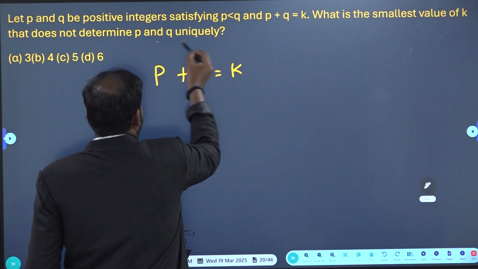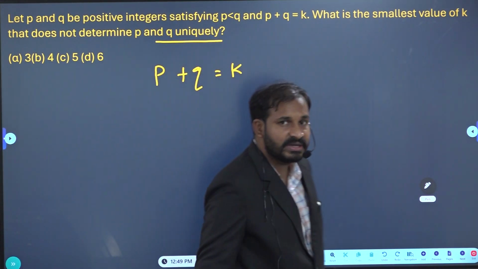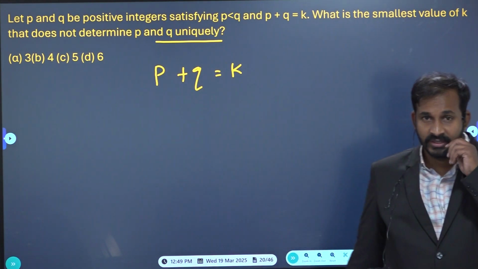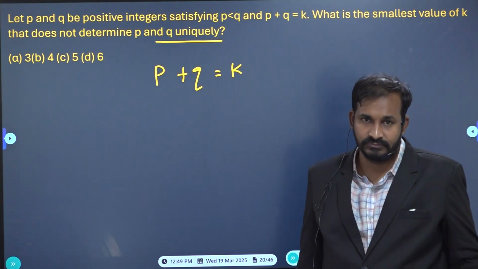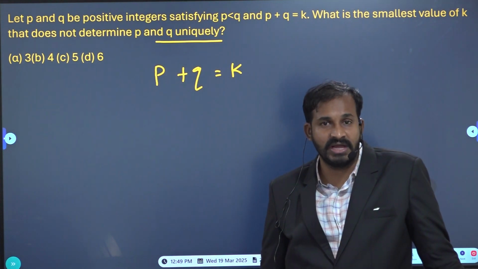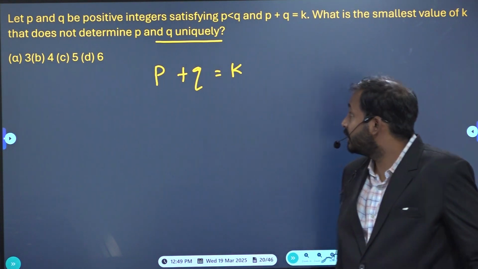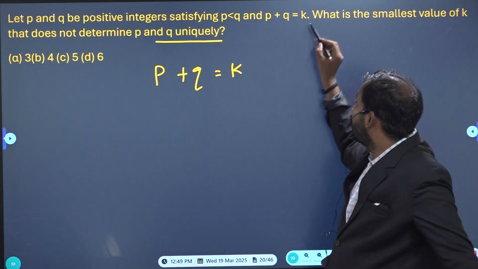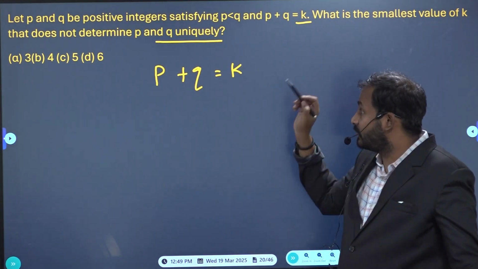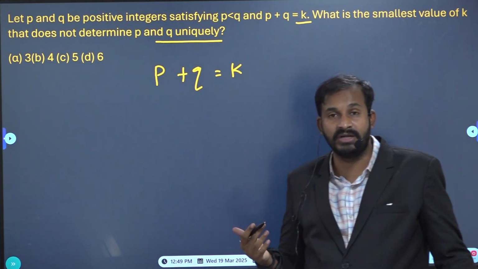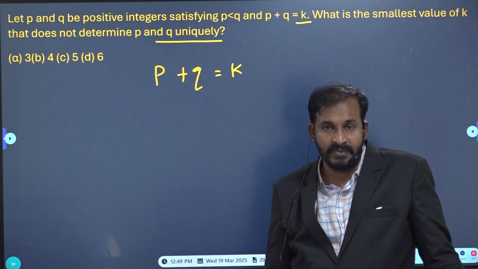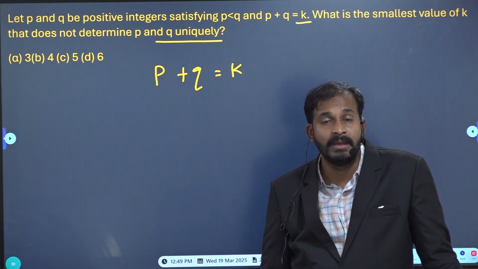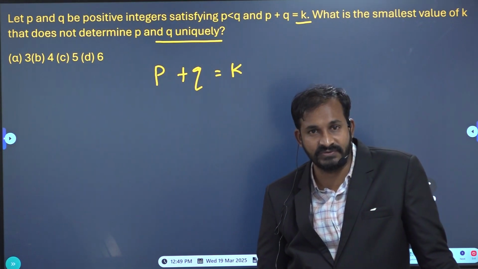See students, in my previous classes I told you what is meant by unique solution. Unique solution means I should have a single value for p and q. Now here very clearly they are telling that what is the value of k I should take so that p and q cannot be unique. That means I should have multiple values for p and q.